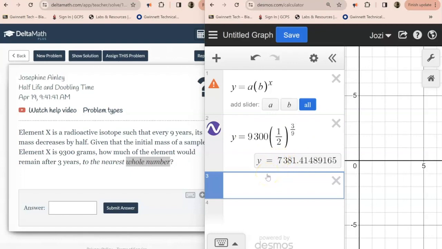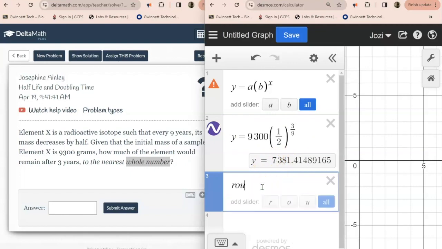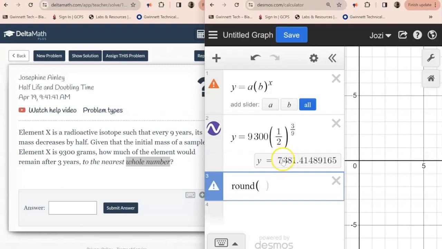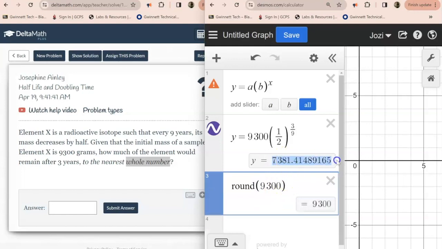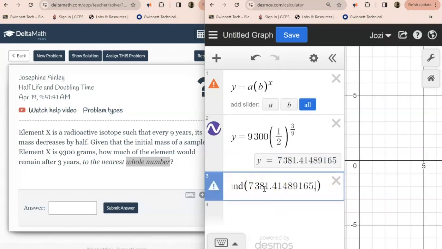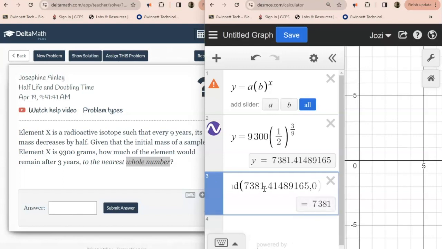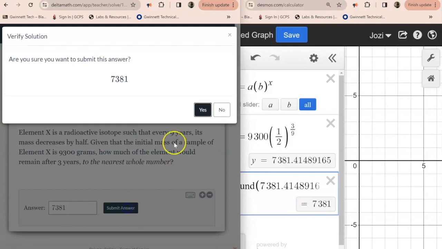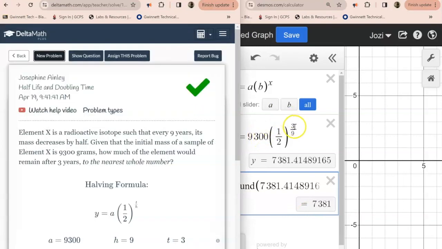Hey, Miss Ainley, I want this calculator to round, parentheses, this number so that, oops, oh, that's the wrong one. Control C, Control V, so that, comma, there is no decimal. So no decimal, 0, 7, 3, 8, 1. All right, so the big thing about these questions is you just need to remember the time is you put in your half or double time on the bottom of your ratio.